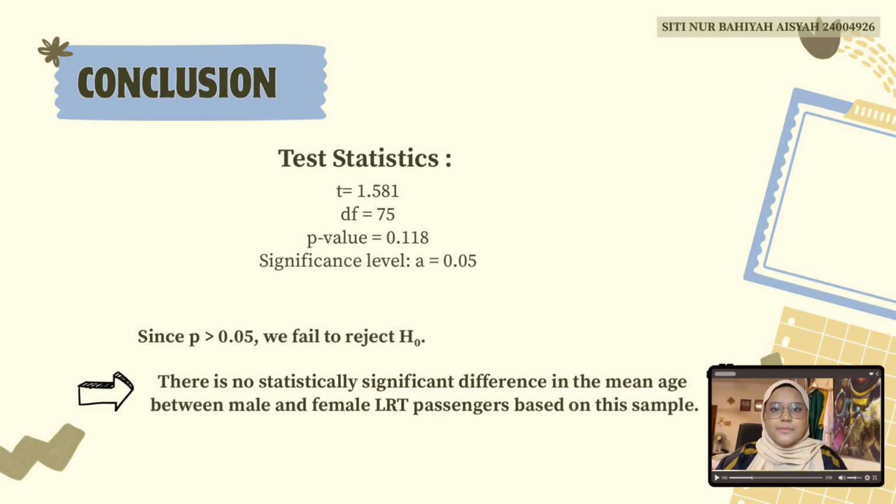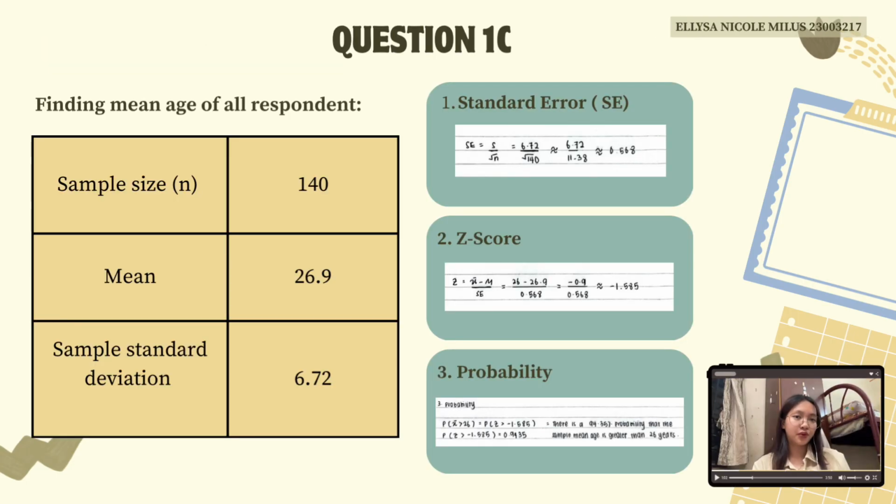For question 1C, to calculate the sample standard deviation of the age data, we begin by finding the mean age of all respondents. This is done by adding all of the age values and dividing by the total number of respondents, which in this case is 140. Once we have the mean, we measure how far each age value is from that mean by subtracting the mean from each individual age.